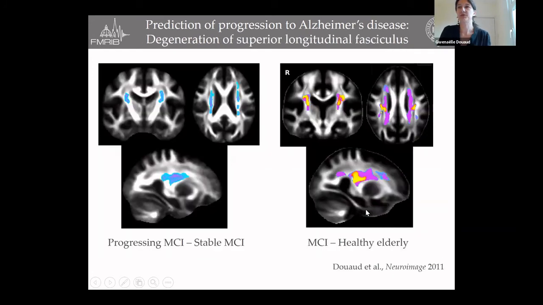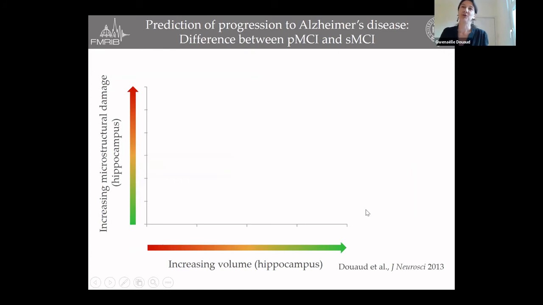I'll skip over this for just a matter of keeping in the time. One thing here that I would like to illustrate with this slide is the benefit of combining different modalities, different types of information in terms of the imaging. So you've got the information of the volume of the hippocampus on the x-axis, obviously the higher the better. And then on the y-axis, the increasing microstructural damage, the lower the better, that we obtain with diffusion images.